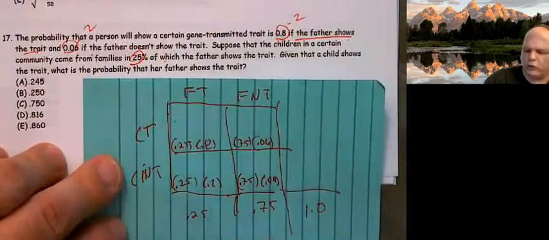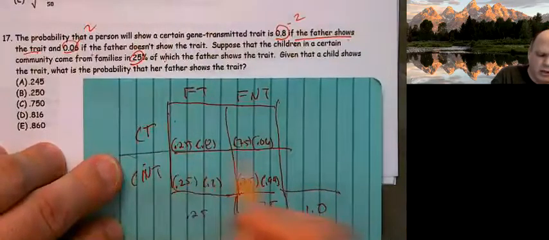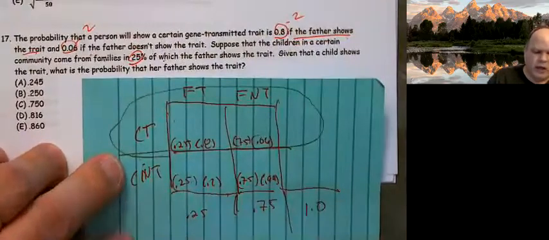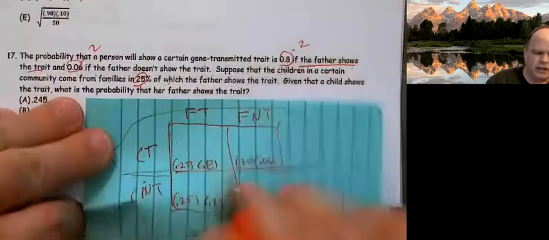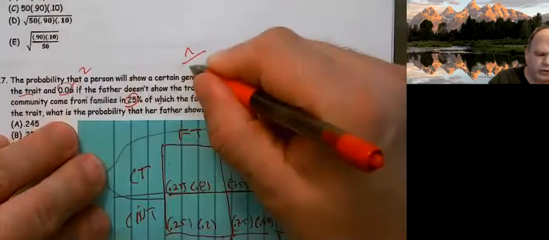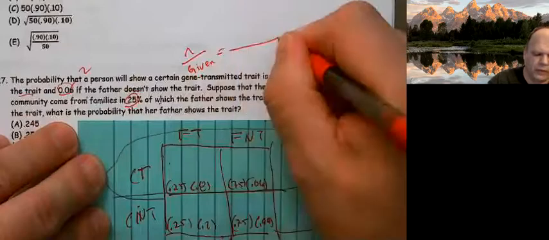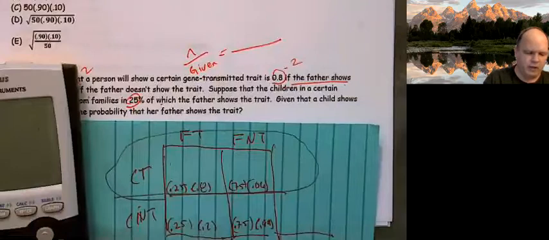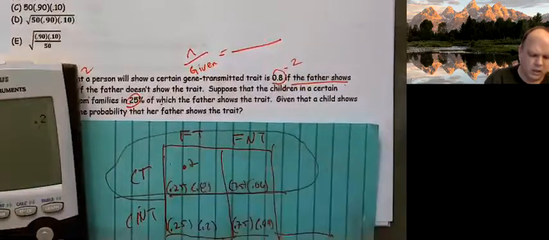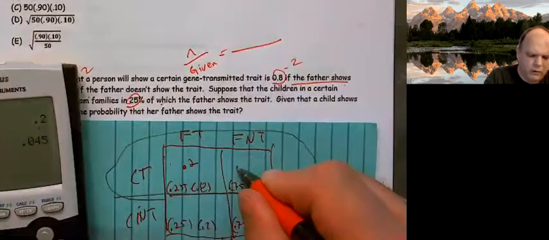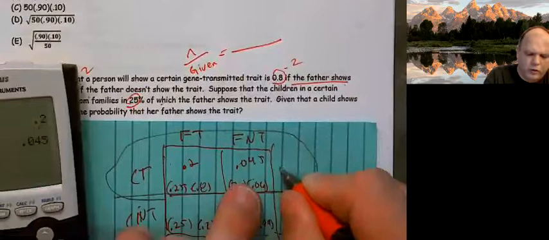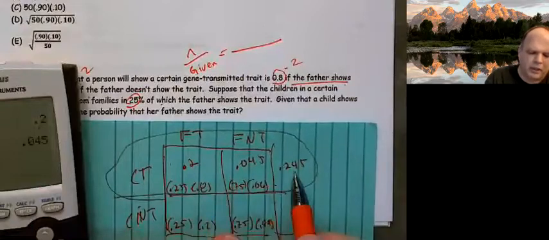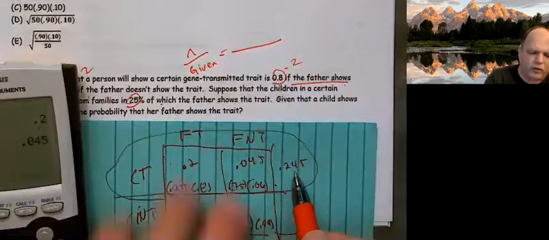Given that the child shows the trait. So once again, we have a given. And remember, whenever we have a given, that's going to be in the denominator, and we'll have an intersection on top. So intersection over given. So here we go. 0.25 times 0.8 gives me 0.2. 0.75 times 0.06 is 0.045. So this is 0.245. That's the probability the child has a trait.